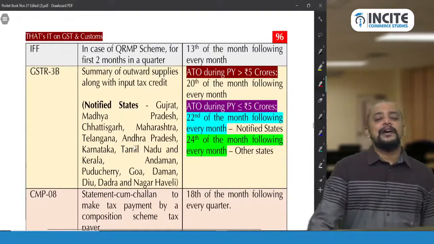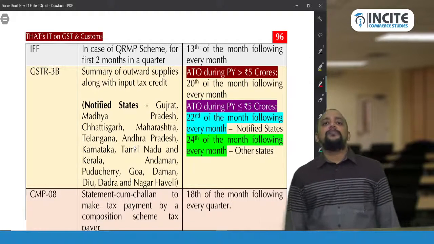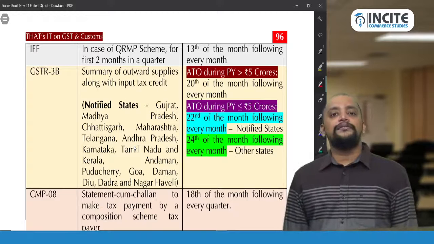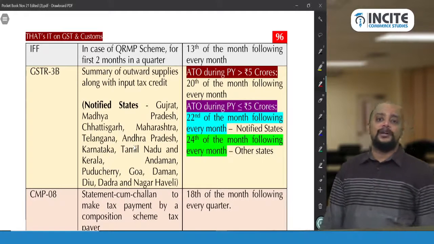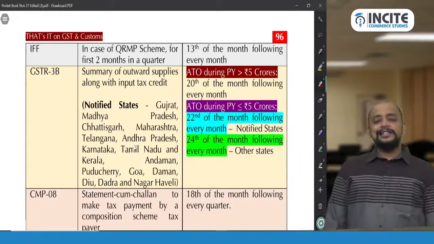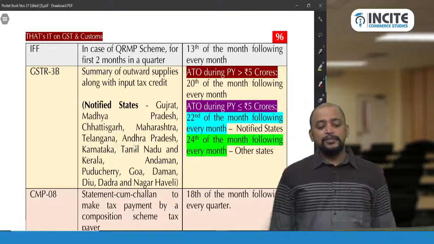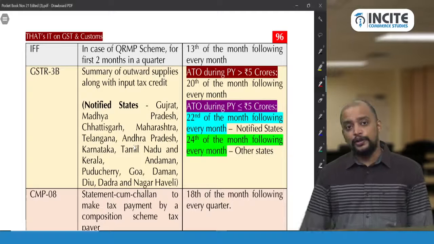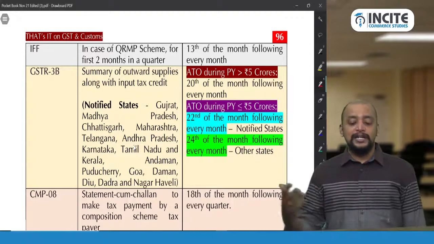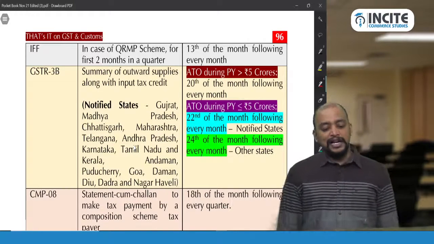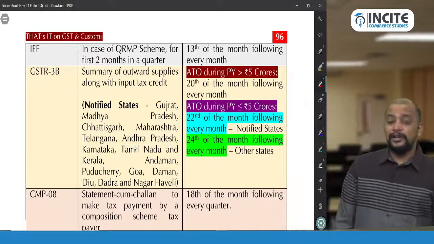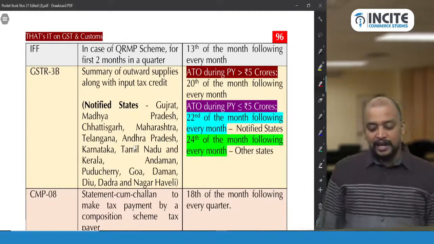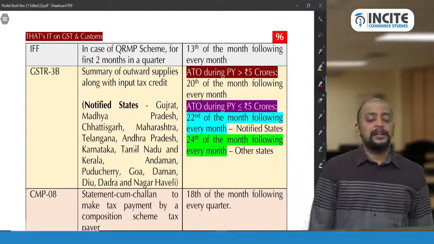Returns chapter used to be a neglected chapter up to the last attempt, but this attempt I feel a good number of questions can be framed, mainly because of the QRMP scheme. Then GSTR 3B: if aggregate turnover during the previous year exceeds 5 crores, they will not be opting for QRMP, so it is monthly, 20th of the month following every month. If the aggregate turnover during the previous year does not exceed 5 crores, then they would have opted for QRMP, and it is 22nd of the month in case of notified states.